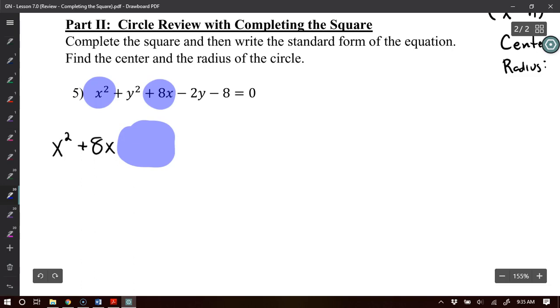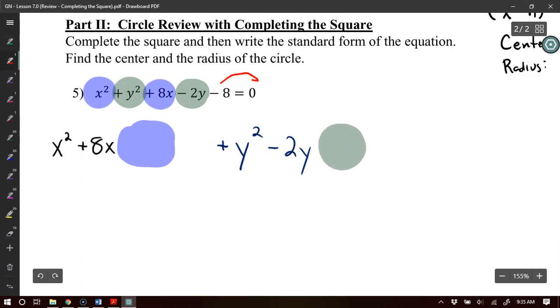I'm then going to look at the same thing. I have a y squared, a minus 2y. So those two are going to go together. So I'll put that right here. I have a positive y squared minus 2y, and I'm going to insert my placeholder there. Now the constant goes to the other side, just like we've done in the past. So I'm going to have it equals 8.